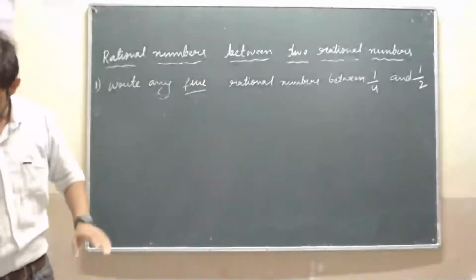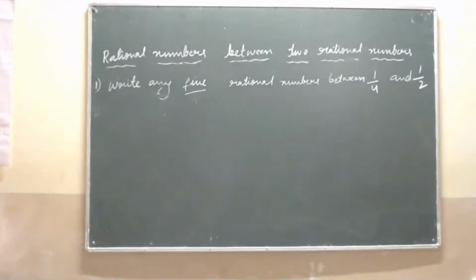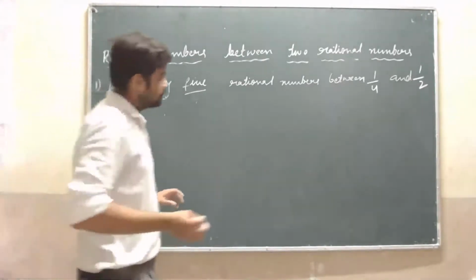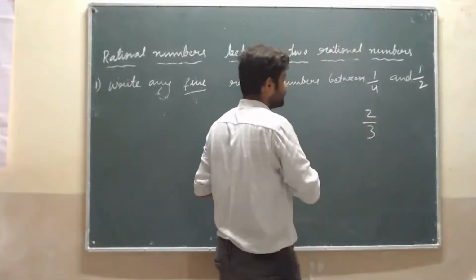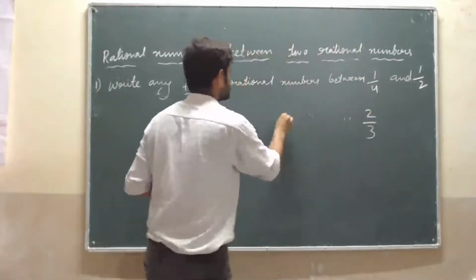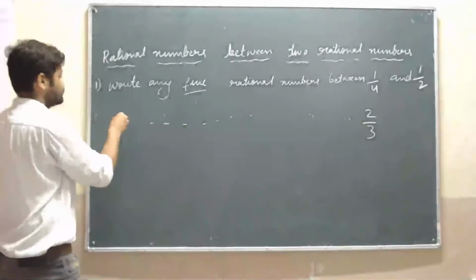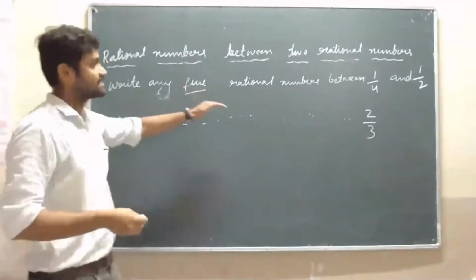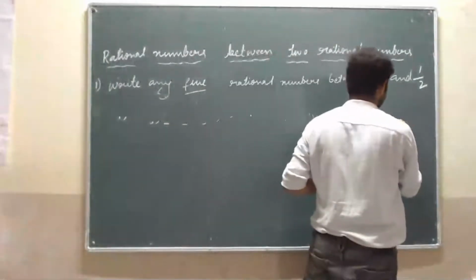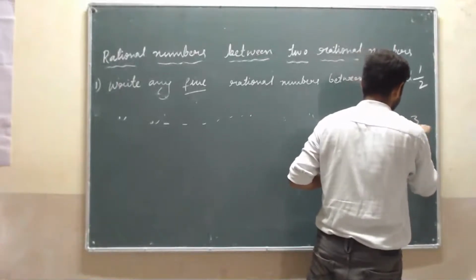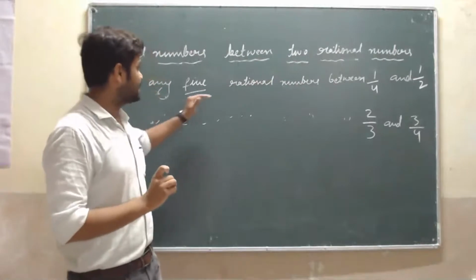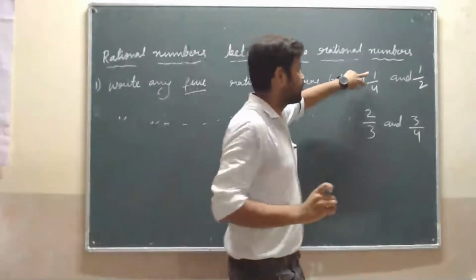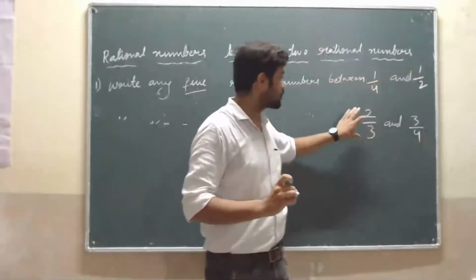One more example I will give you as homework. The question is the same as usual: write any 5 rational numbers between 2 by 3 as well as 3 by 4. Okay, write any 5 rational numbers between 1 by 4 and 1 by 2, then 2 by 3 and 3 by 4.